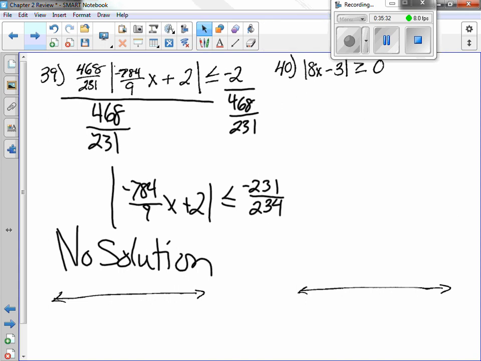Now, one of these might show up on the test, the absolute value. If an absolute value is less than or equal to a negative number and there's nothing being added or subtracted outside of the absolute value bars, then it would be no solution. But we've got to get the absolute value bars by themselves before we can say that that is true.